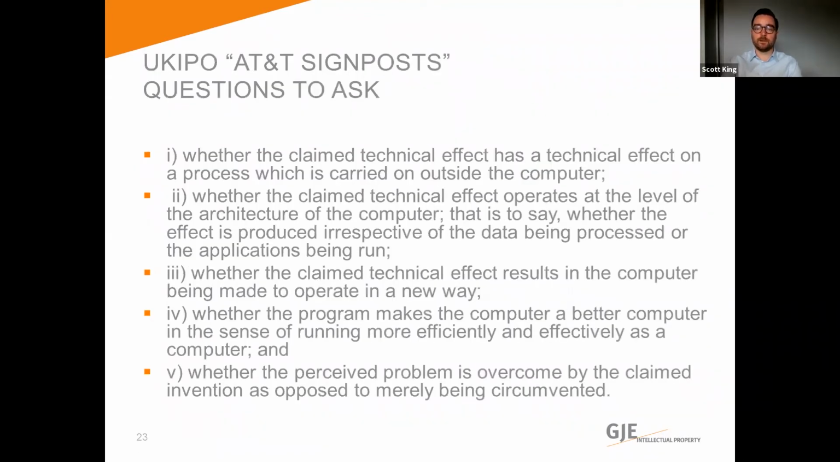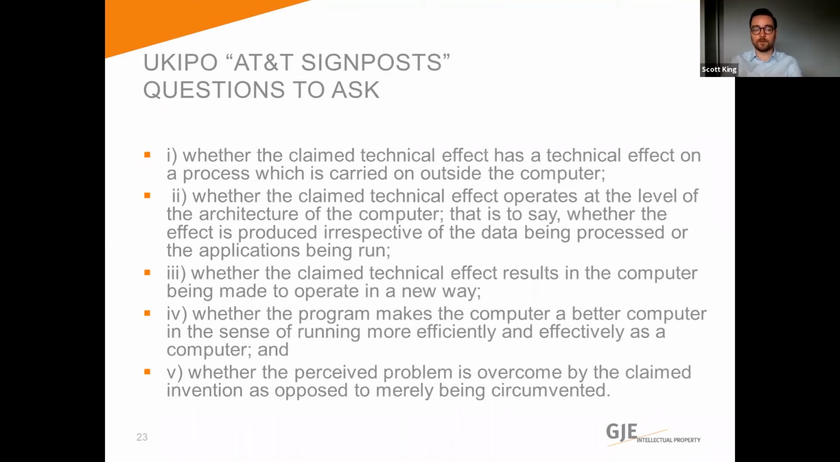And to aid the applicant in the UK, there's helpfully been further guidance, what's called the AT&T signposts. And these helpfully set out some questions that an applicant may ask themselves to determine if the invention is technical. So they are the first signpost, whether the claimed technical effect has a technical effect on a process carried on outside the computer. The second signpost, whether the claimed technical effect operates at the level of architecture of the computer. That is to say, whether the effect is produced irrespective of the data being processed or the application being run.